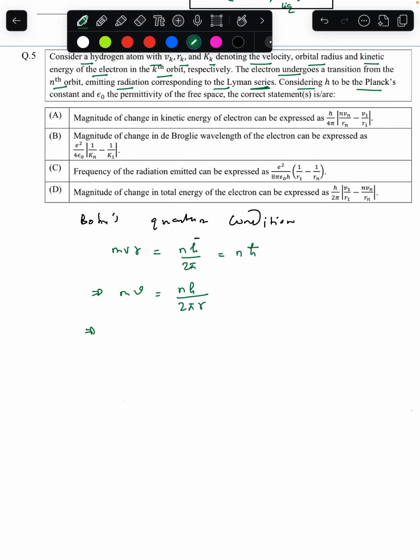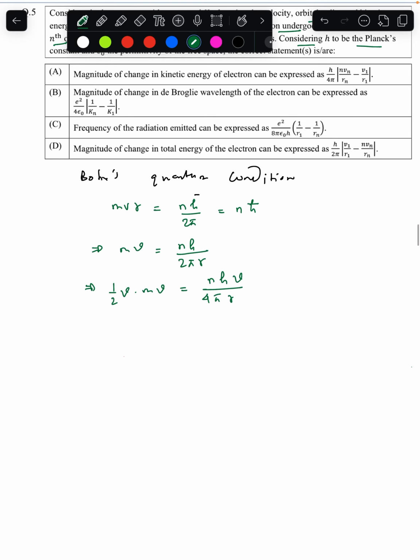If we proceed further, we will multiply with half v on both sides. So half v into mv is equal to nhv by 4 pi r. Look at the left hand side of the equation. It is nothing but kinetic energy. So K is equal to h into nv divided by 4 pi into r.